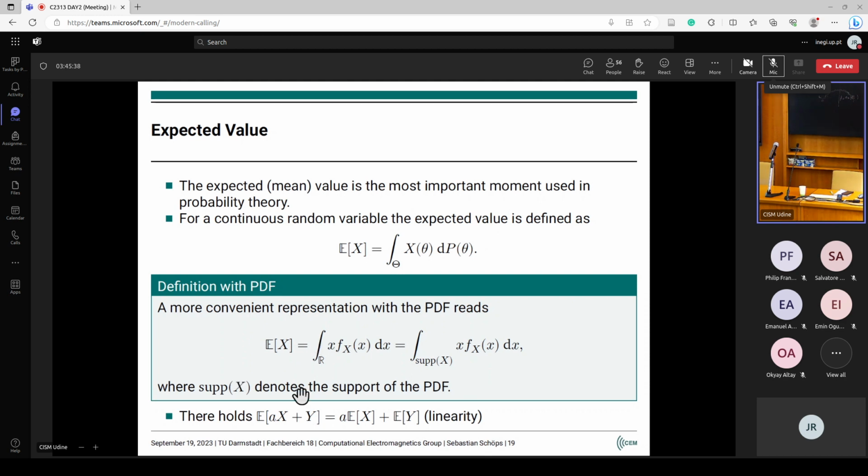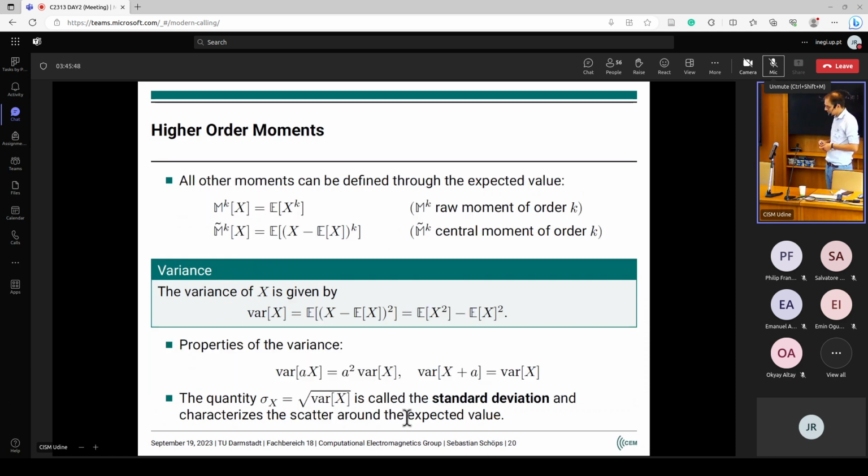Important thing about the expected value, it's linear. So if you have two random variables, a times X plus Y, then it's a times the expected value of X plus the expected value of Y. And we can define arbitrarily high moments. Essentially by taking the expected value of the kth power of your random variable, it can be done for the so-called raw moments. And it can be done for the so-called central moments.